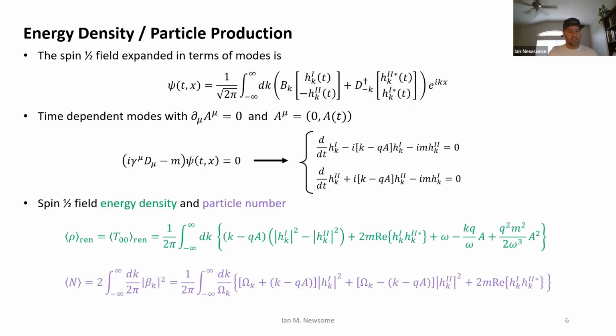The renormalized energy density and spin 1/2 particle number are given by the following expressions. Both of these quantities depend on the H1 and H2 mode functions in a non-trivial way, and in the next slide, I'm going to plot these.